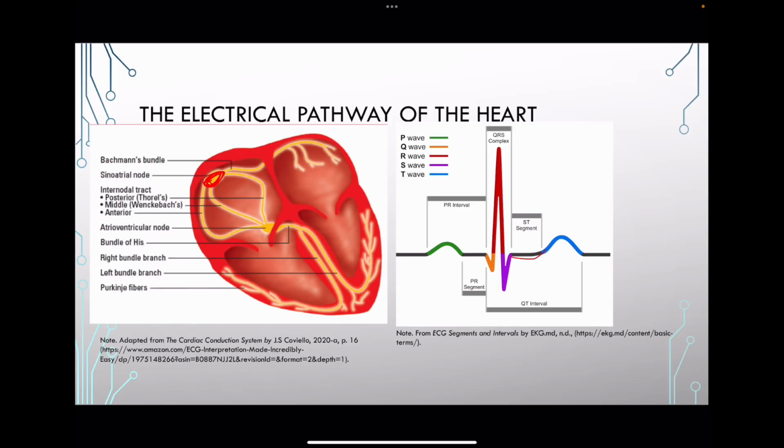Your T wave is going to be... your QRS is going to be bigger and wider because it's all of this working together to send that electrical signal out to contract those ventricles. And then your T wave is just the ventricles repolarizing. It's like a standalone thing.